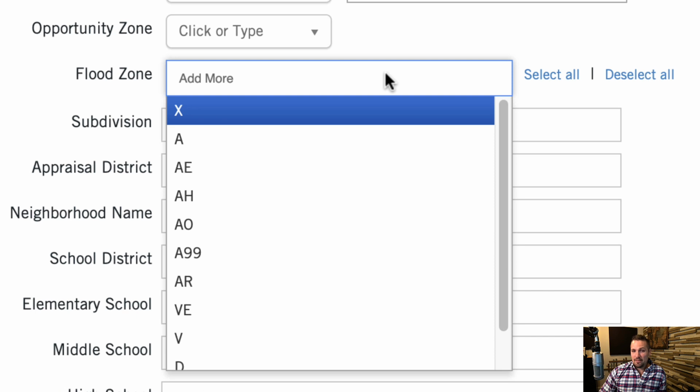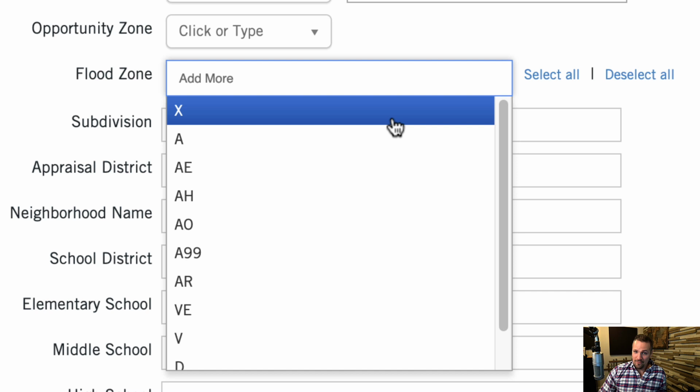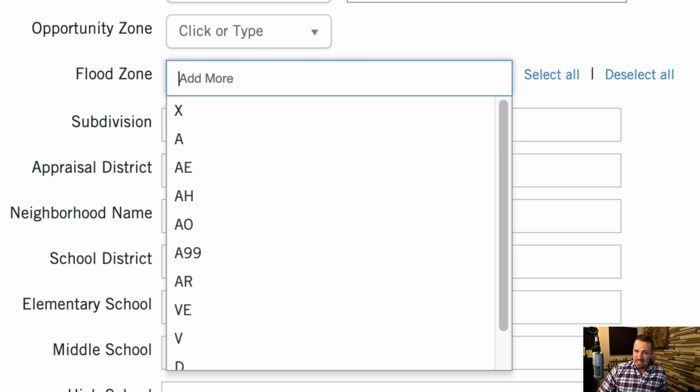And the interesting thing about this filter is that you're not just saying whether you want properties to be in or outside of a flood zone. You can actually select which type of flood zone. And there's actually several different types, as you can see here. And they all mean different things, and they basically associate with risk. Like, how bad of a flood zone is it?